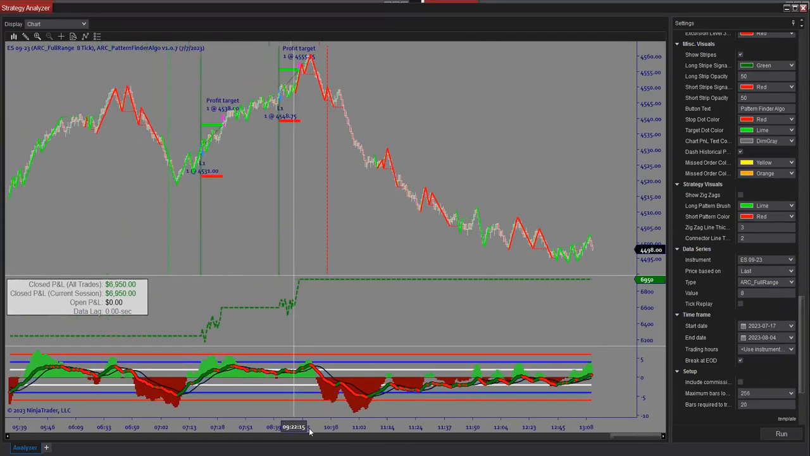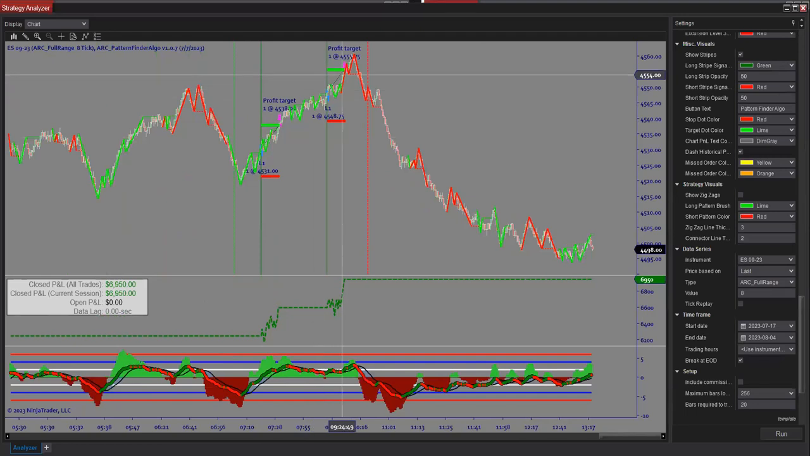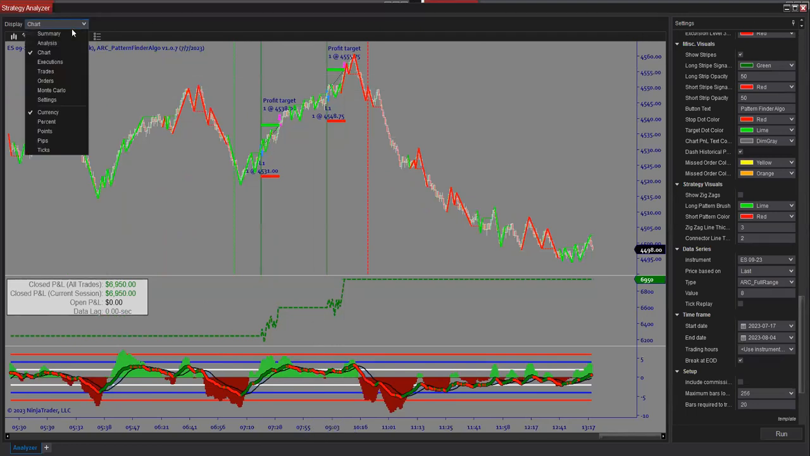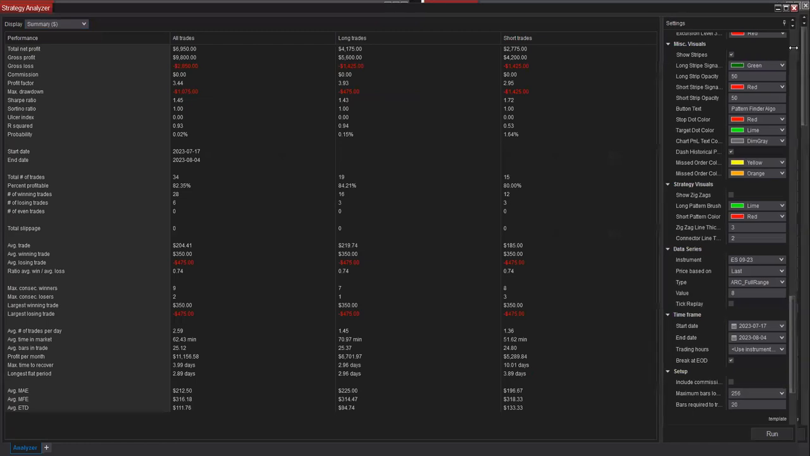Okay. And that was Friday. Boom, boom. Two trades on Friday took off on that, right? So that's a good example of the S&P, but let's take a look at the NASDAQ.